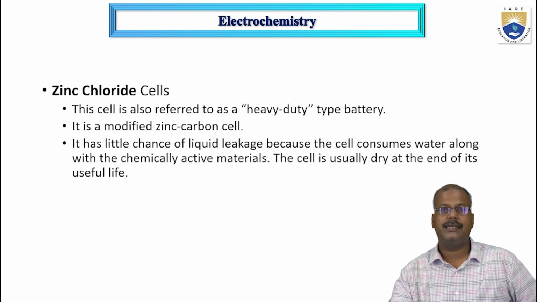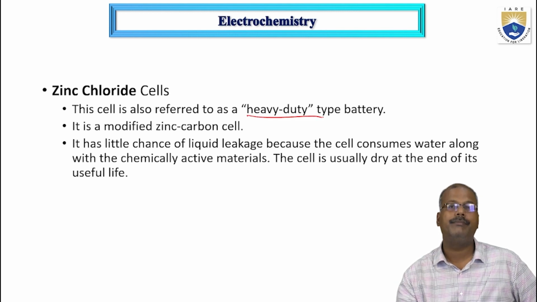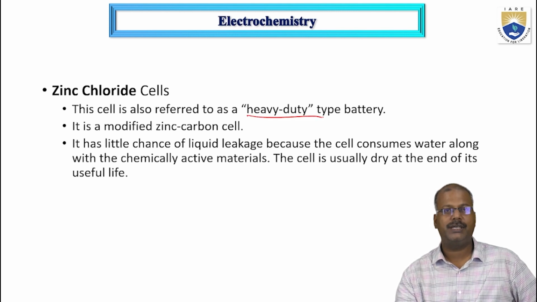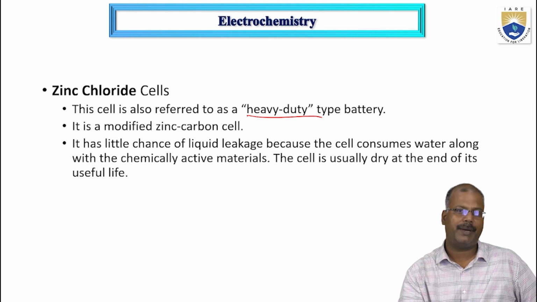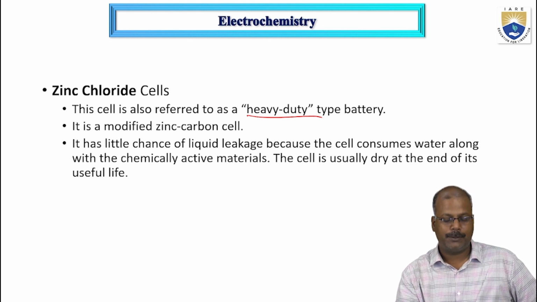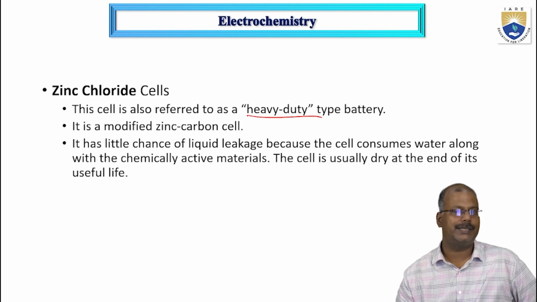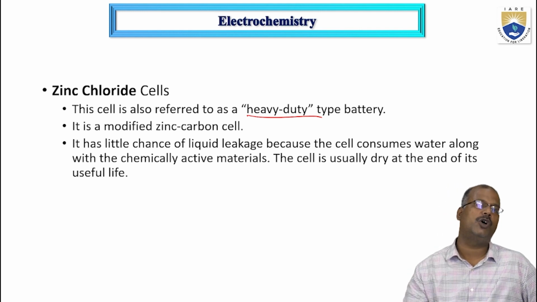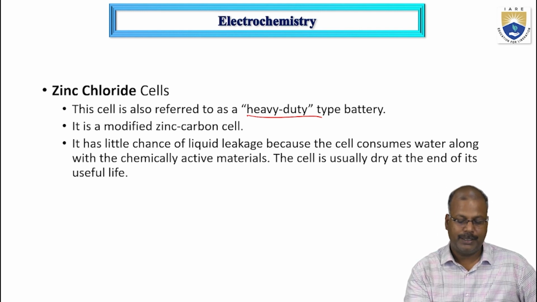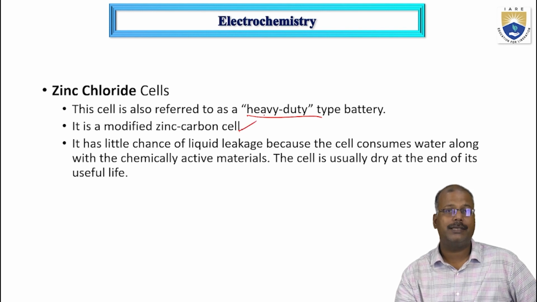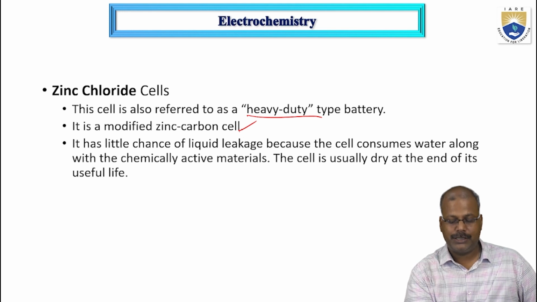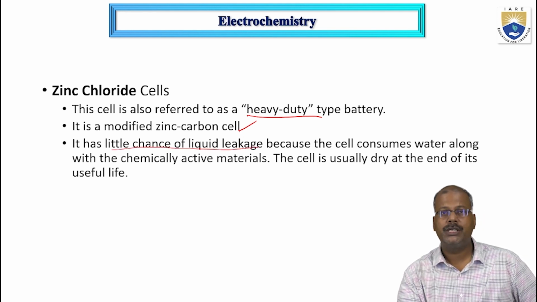The zinc chloride cells. This is called heavy duty type battery. All this comes under primary batteries. We are discussing primary only. So we have seen before alkaline cells, that is also a primary battery. Before that zinc carbon, that is also a primary battery. This is a modified zinc carbon cell. It's called zinc chloride cells and it's heavy duty. It has little chance of liquid leakage because the cell consumes water along with the chemically active material. The cell is usually dried at the end of application.